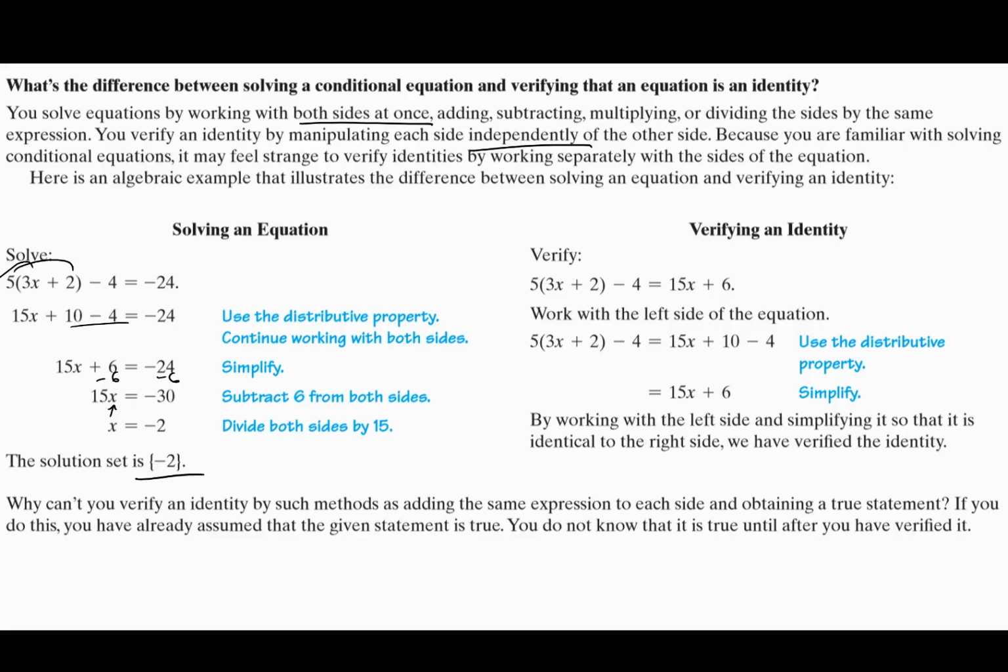That's not what verifying an identity is. Verifying an identity is you don't cross the equal sign. So you work only with the left side, you manipulate only one side, and at the end you say these two things are equal to each other. Right? You're not getting an answer, you're not getting a number. You're showing that the two sides are indeed the same.